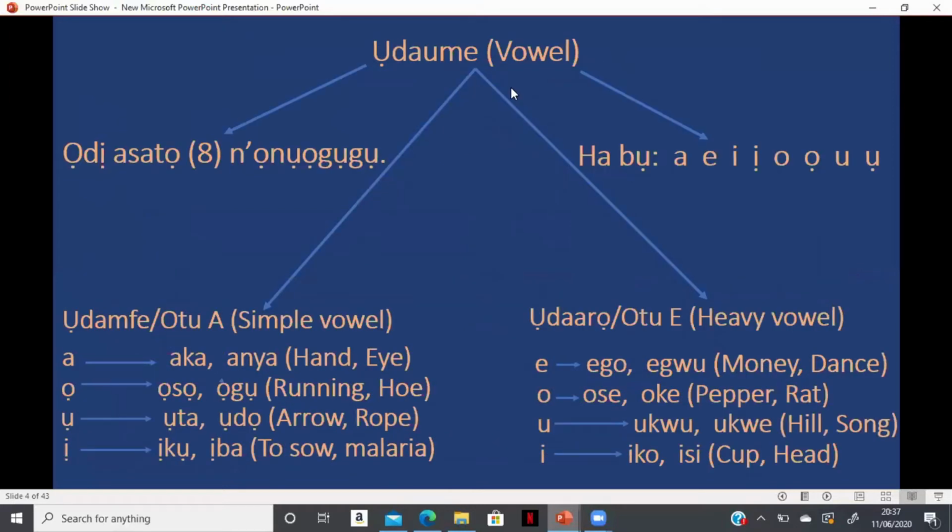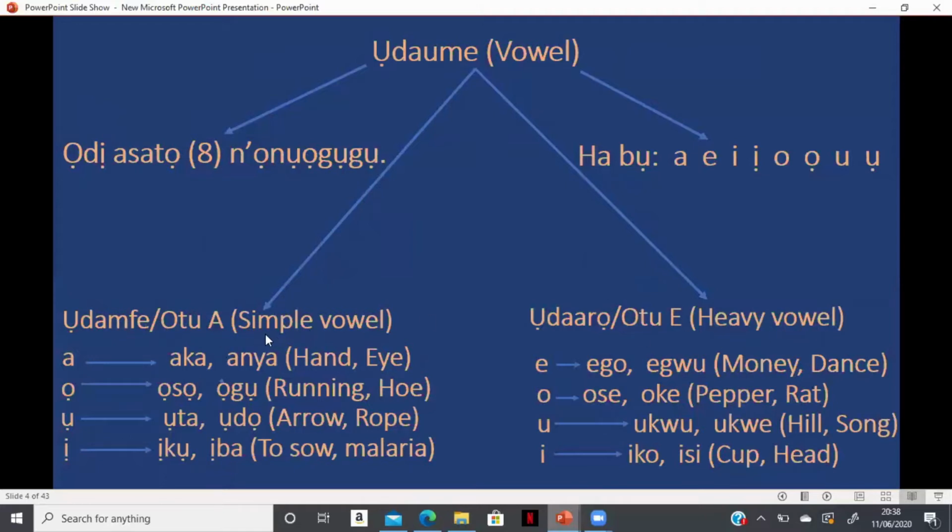Here we have the vowel, and this diagram tells you that the vowel is 8 in number, or it has 8 letters. 8 means in Igbo, asato, and these are the 8 letters of vowel. A, E, I, O, R, U, O. And it also tells you how the vowel is subdivided into two, the simple vowel and the heavy vowel.